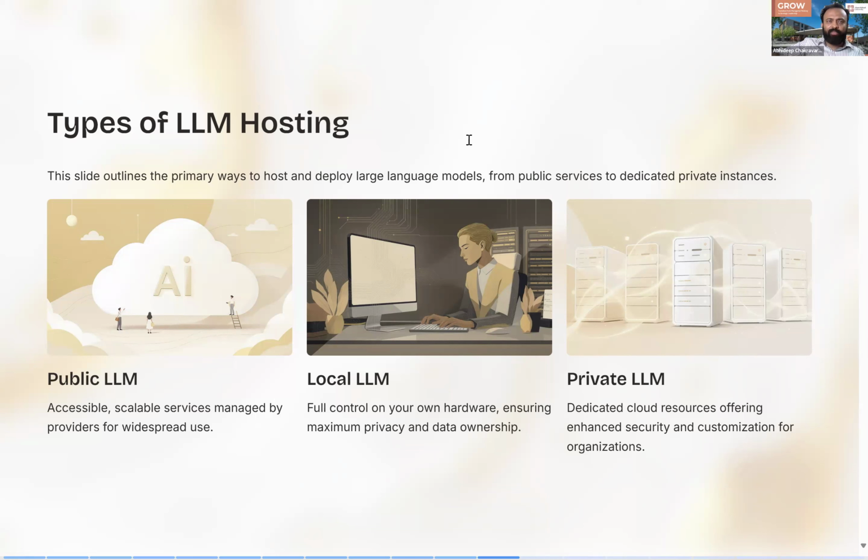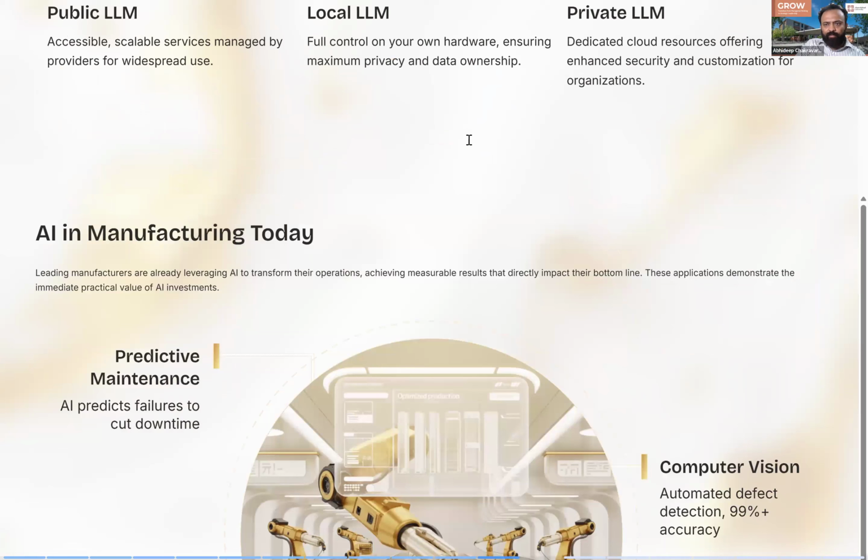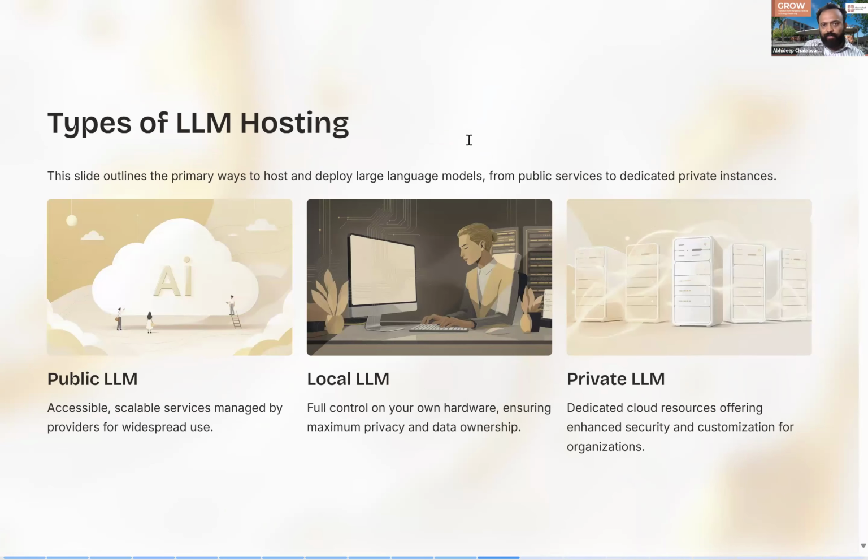This happens when somebody does not want to use the public option because data is shared and whatnot. Local is very heavy. You cannot run the local in all cases. Hence comes the private. So these are the 3 types of LLM hosting. We can talk about it in detail sometime later. But for now, I'm done with the first part. If you guys have any questions, we can look into the questions.